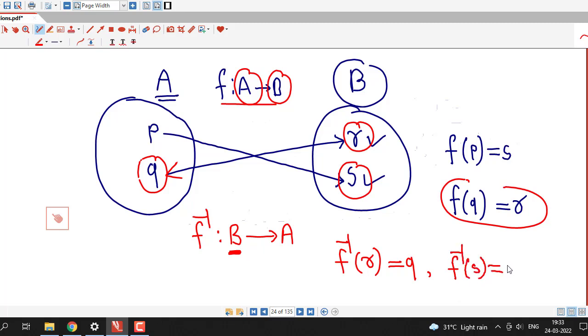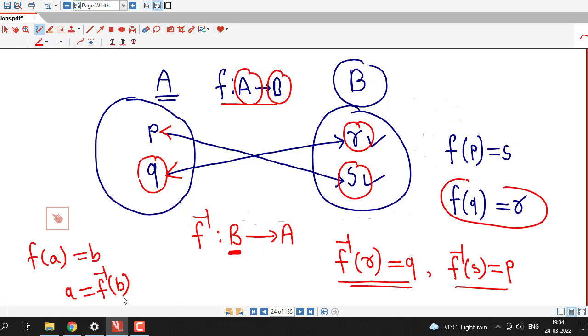Similarly, the image of S under f inverse is equal to P. So we will simply reverse this. If f of A equal to B, then A equal to f inverse B. If B is the image of A under f, then A is the image of B under f inverse. And this is possible if and only if the function is 1-1 and onto. So if our function is not 1-1, then we cannot define f inverse. If our function is not onto, we cannot define f inverse.